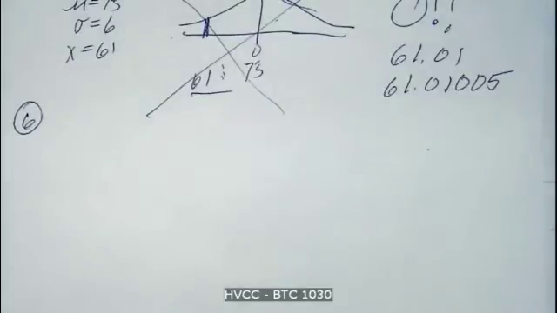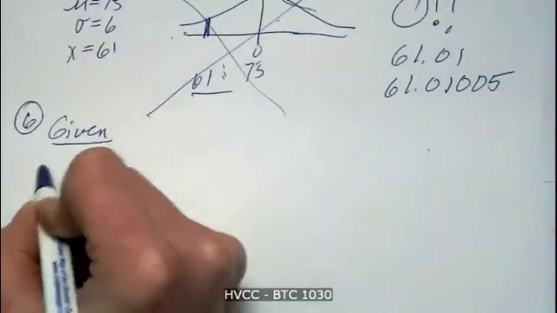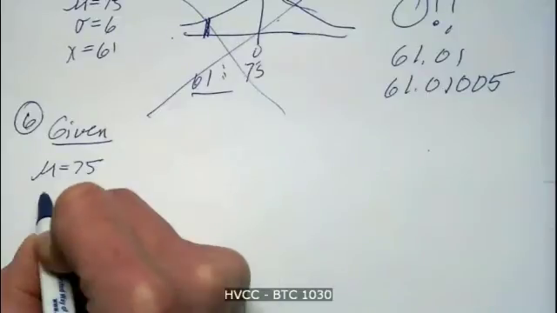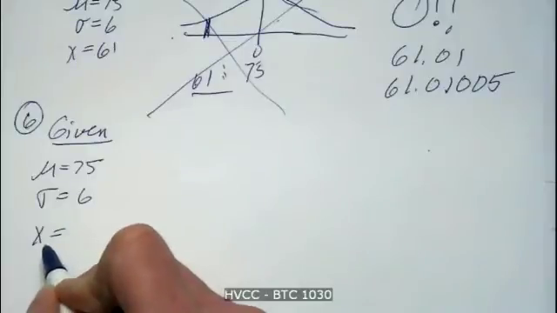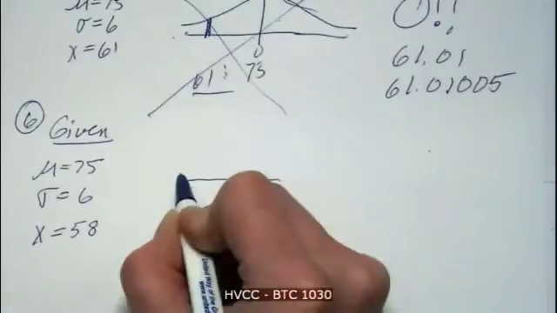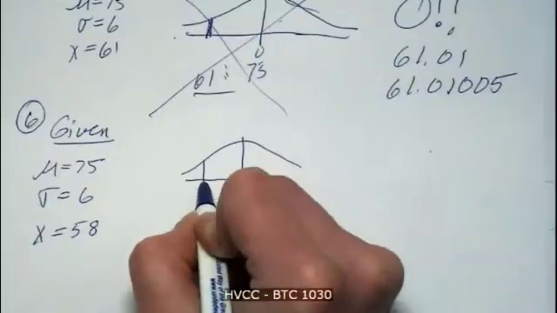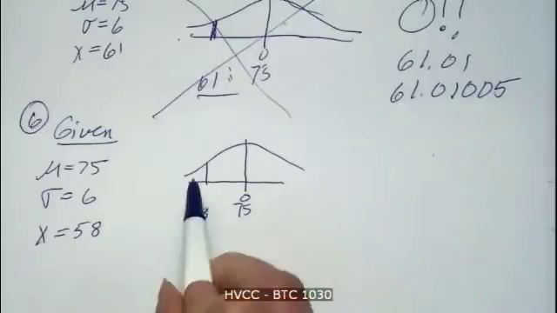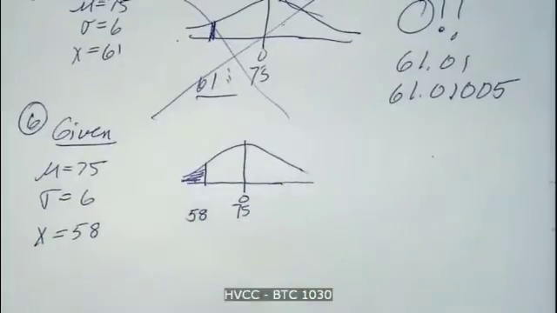Number 6. What percent of the factory workers assemble the parts in less than 58 seconds? Okay, given. This is not a trick question. X, and I said less than 58. So let's draw the curve. 75, there's my Z. Less than 58. Would I shade A, B, or C? Less than 58, right here.